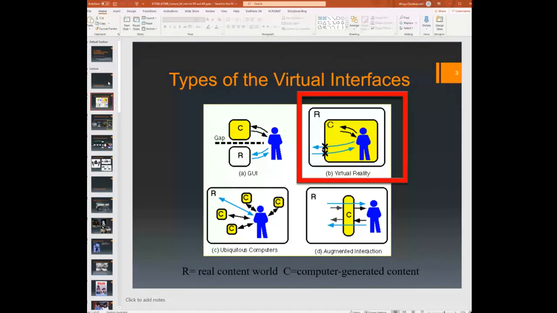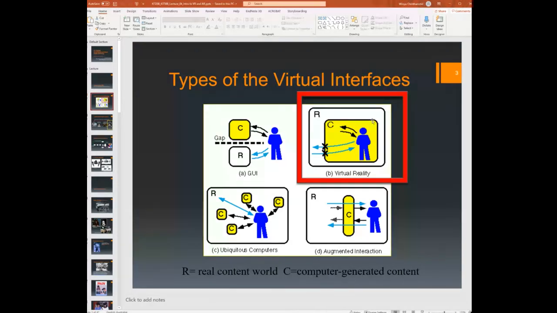So for this one, it's virtual reality. As I explained in my recorded lecture, this is where humans sit inside environments. So this one is your human in the blue here.